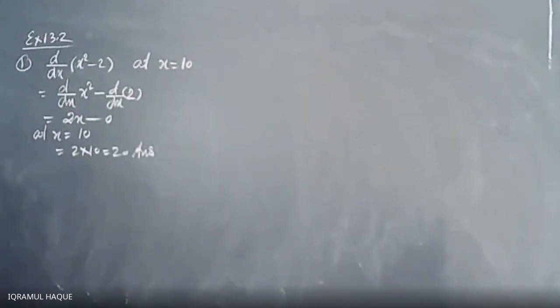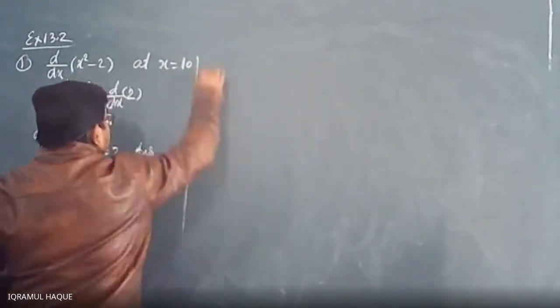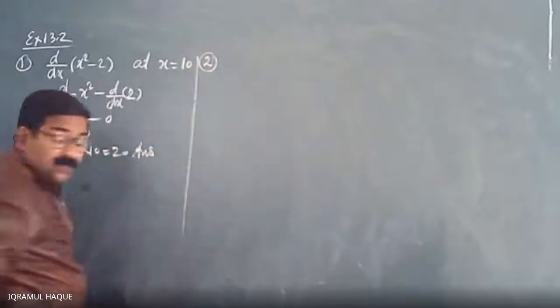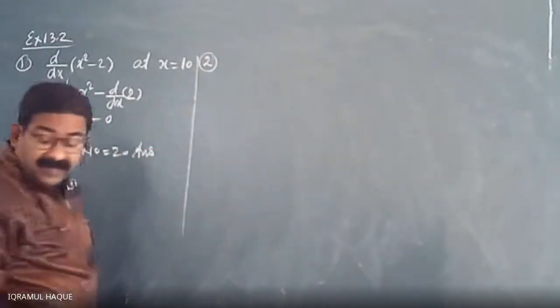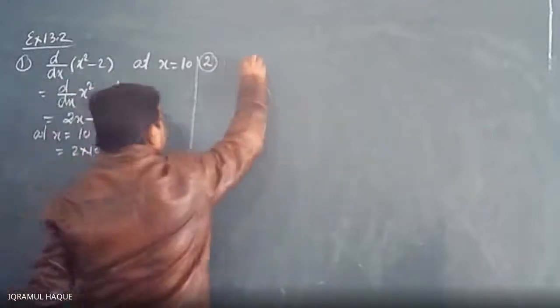Got it? Now let's see the second question. Second question is, find the derivative of 99x at x is equal to 100.